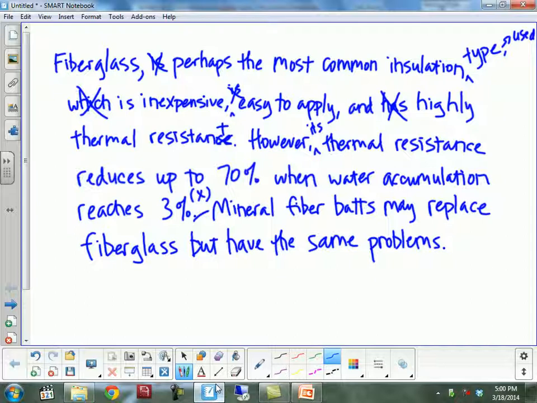So what do the rest of you think about that? Perhaps the most common insulation type used, or just the most common insulation type? Because the stress is in the use. So the important thing is fiberglass insulation use. Commonly used. Okay. All right.